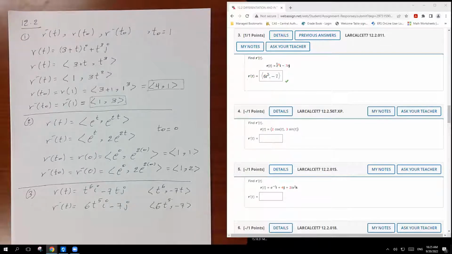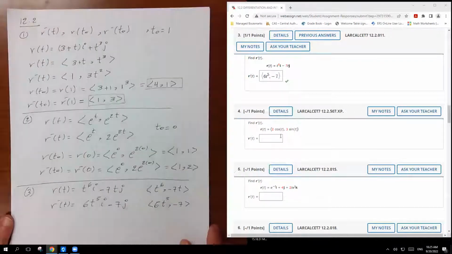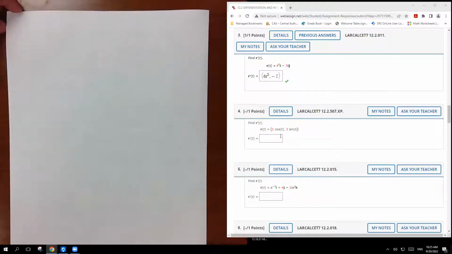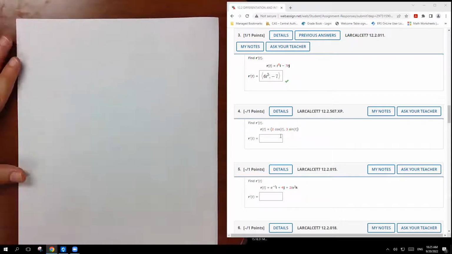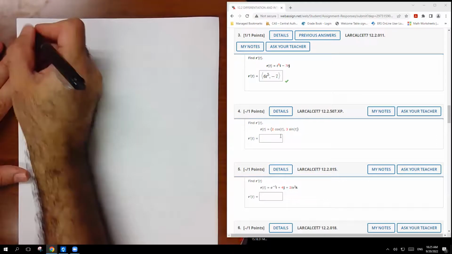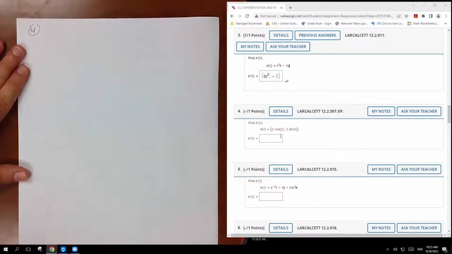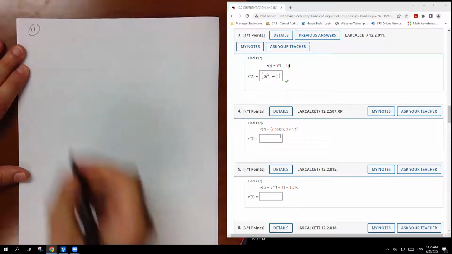So you're just going to find the derivative for each component: 6t to the power 5, and the second one is -7. The same thing with this one, but now we have a different type. We have sine and cosine, so find the derivative of those. This is 4. I think this one is going to be changed with a number.